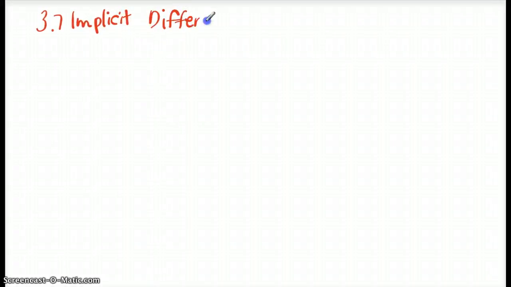All right, so 3.7, this is called implicit differentiation because we have multiple functions embedded in each one of them. Today, that's not going to matter. I'm just going to talk about the actual process, okay? So let's do another one.